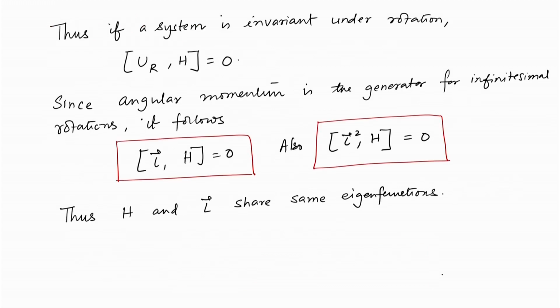So, if a system is invariant under rotation, finally we get that Ur and H would commute, and since angular momentum is a generator for infinitesimal rotation, it follows that L commutes with H and also L square commutes with H, and they have the same set of eigenfunctions. So, we will see examples or applications of this rotational invariance of systems.